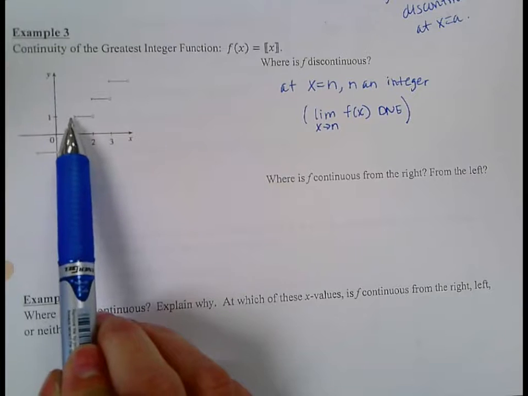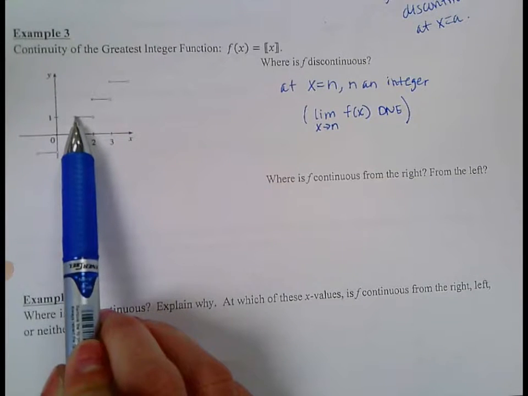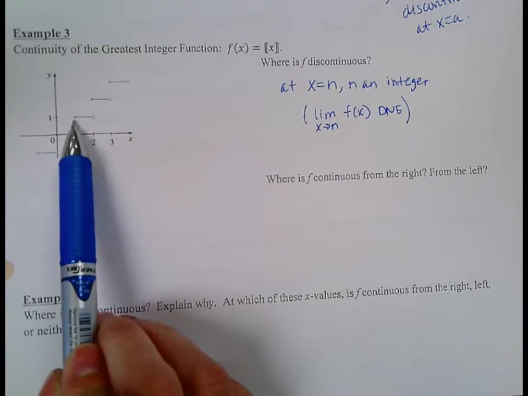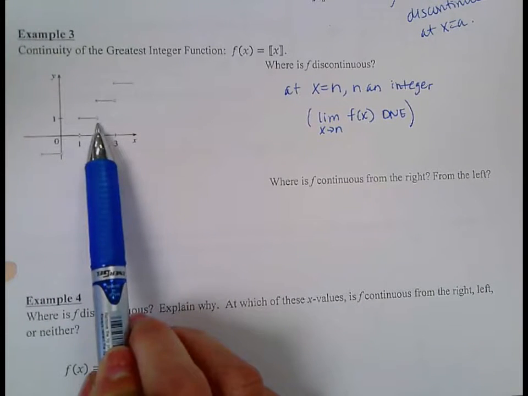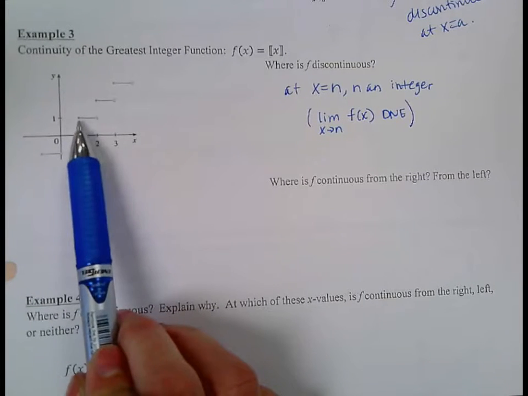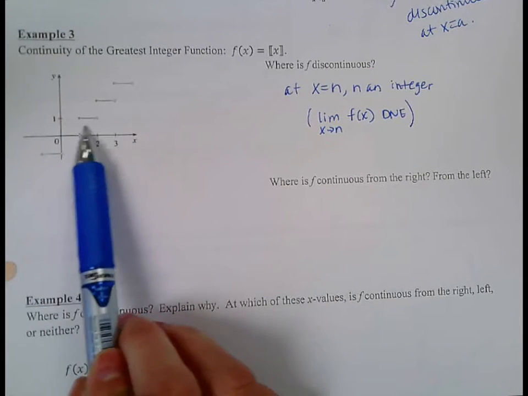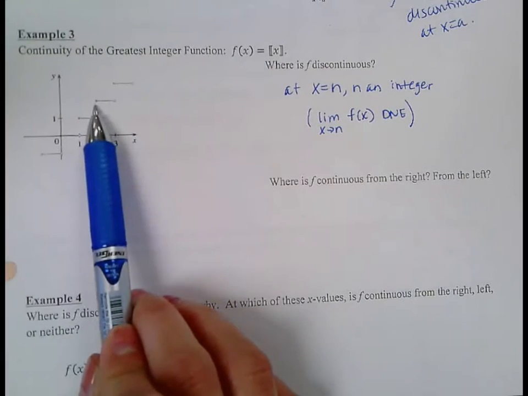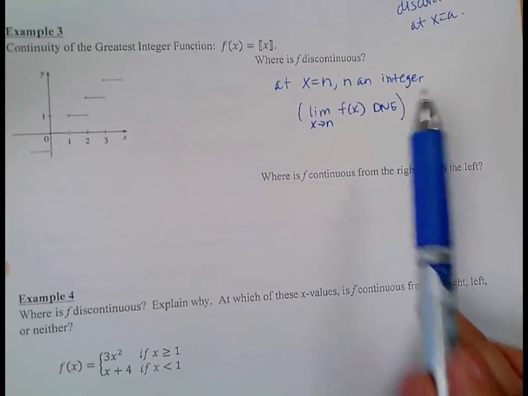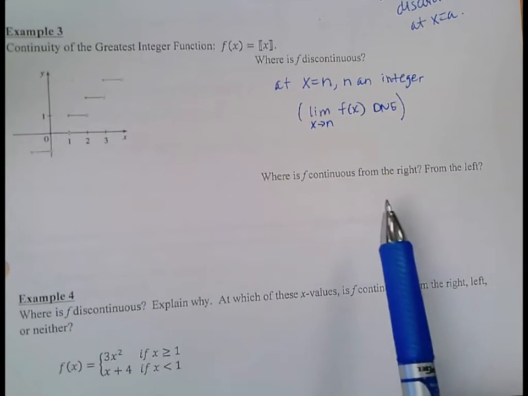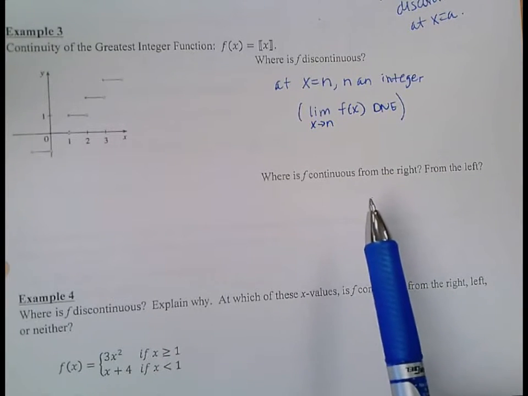From the right. So it's continuous where the limit is equal to the function value, from the right side. How about at the integer 2? Is it still continuous from the right or from the left? From the left, the function value is 1. From the right, it's equal to the function value of 2. So at every integer, it's discontinuous, but we can say it's continuous from the right side.